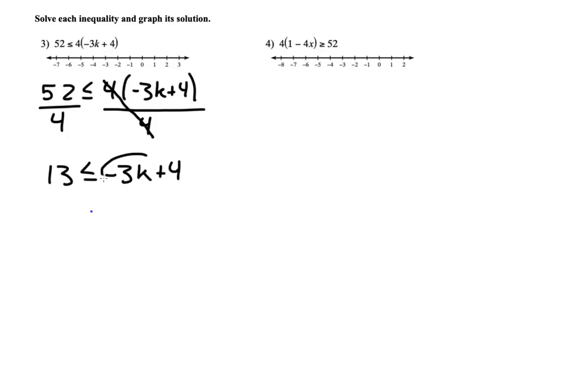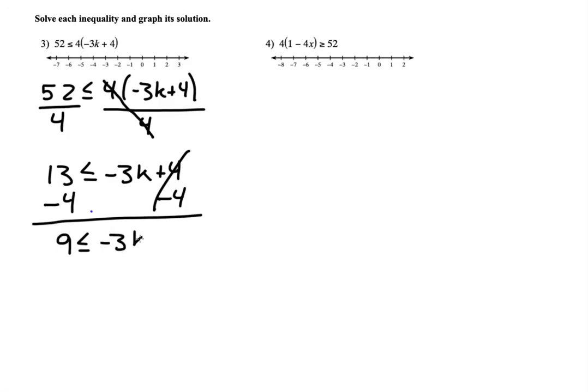So I want to isolate my k. And so to do that, I'm going to subtract 4, so these cancel. But of course, I can't do that to just one side. I have to do it to both sides. So when I do, 13 minus 4 is 9. And so 9 is less than or equal to -3k.